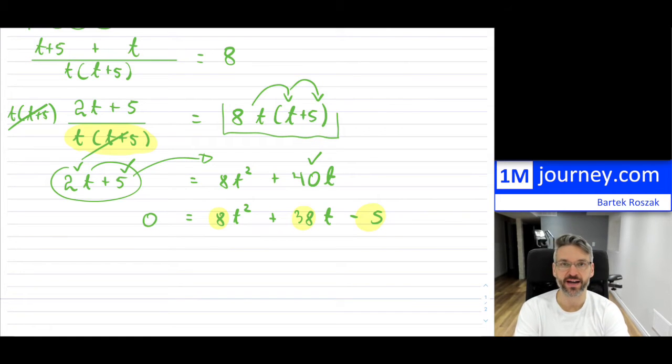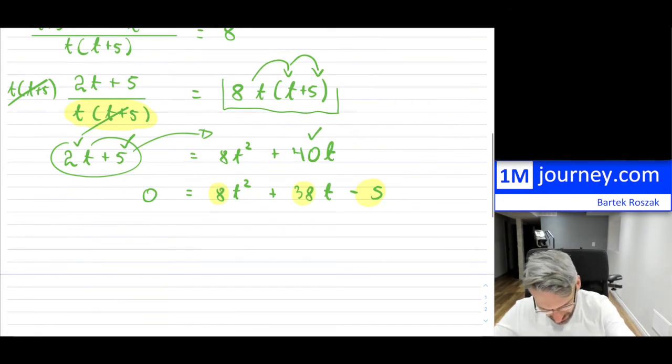I know it's a quadratic. I can apply my quadratic formula or factoring, whatever it is that you like. Because I don't like that 38 there, most of the time I would just go ahead and try to use the quadratic formula, but if you want, you can certainly use factoring, okay, if it's possible. So let's see if a solution actually exists here.